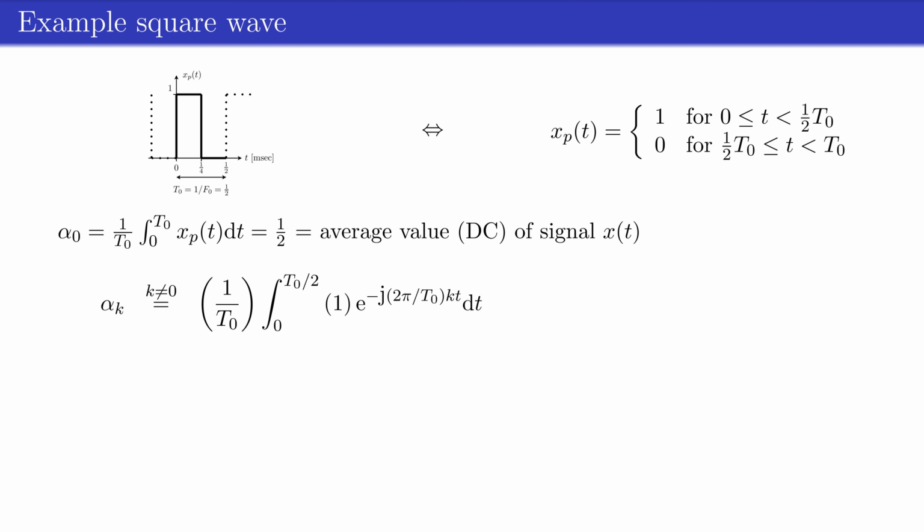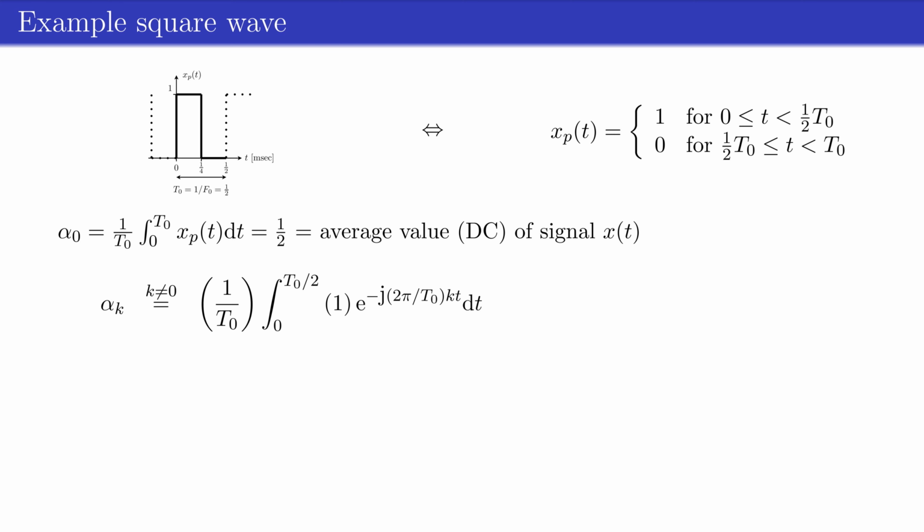For k not equal to 0, we can use the mathematical equation of the ideal square wave, which results in the integral from which the boundaries now are between 0 and t0 over 2, because the ideal square wave is 0 outside this region. Before we can use the fact that the integral of an exponent is equal to the same exponent, we first have to change the integral variable t into the same variable of the exponent.